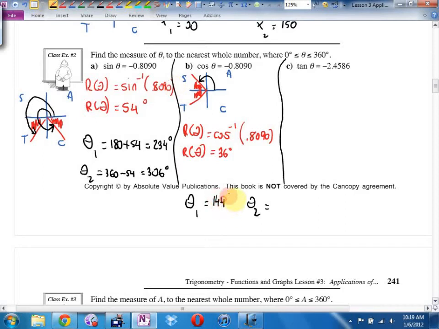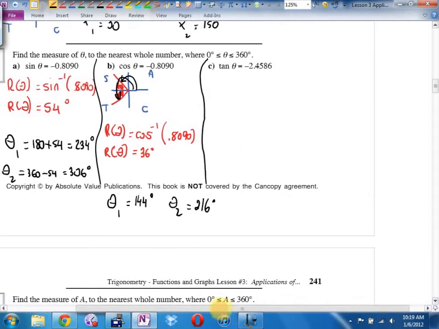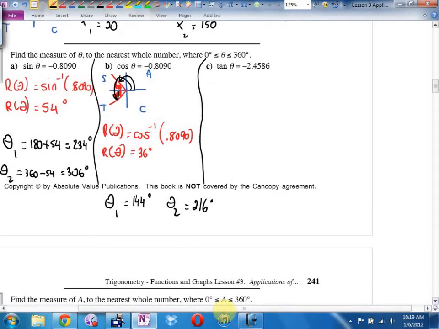How big is theta 2? Theta 2 is that big. It's going to be 180 plus 36. 216? C. Also works for tangent.